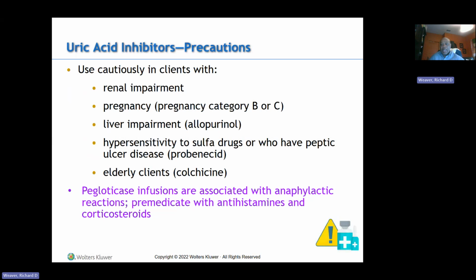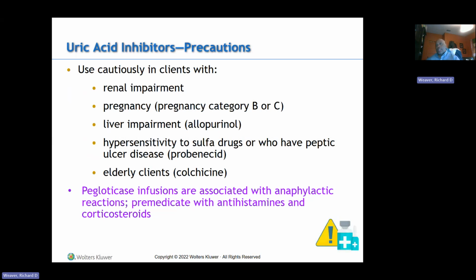Therefore, drugs such as antihistamines and corticosteroids are used to pre-medicate these patients before these drugs are given. Remember, the antihistamines and the corticosteroids can reduce the anaphylactic reaction. So they'll give these two drugs as a pre-medication before they give this IV infusion of the pegloticase infusion. It can just help reduce the anaphylactic reaction.